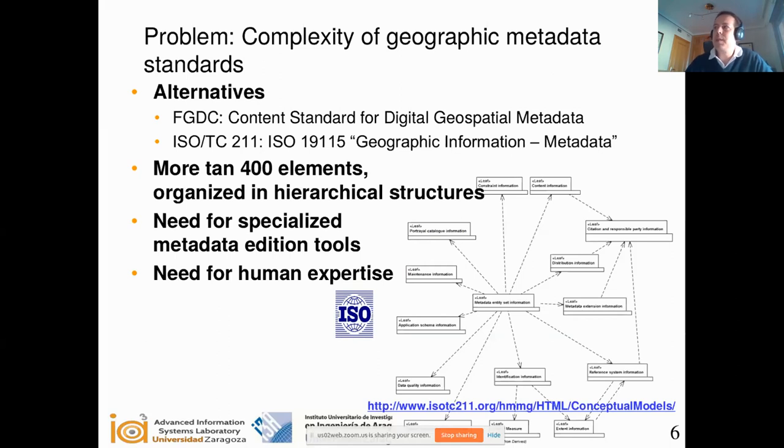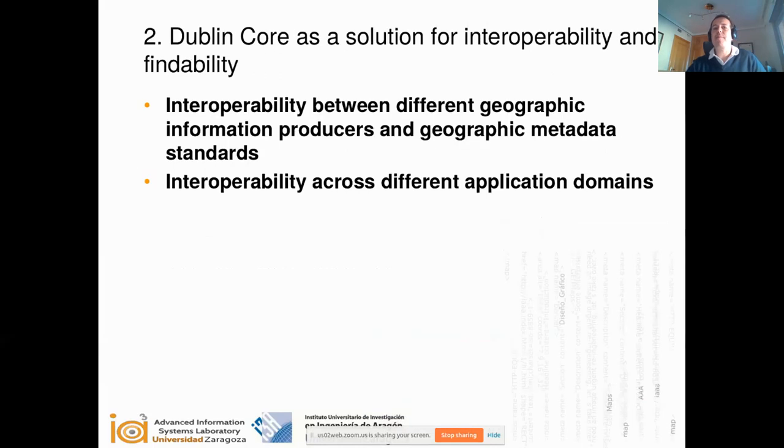And to fill this metadata, we need specialized edition tools. We also need human expertise. And it's really complicated for a company or for a public body to create and maintain this metadata up to date.